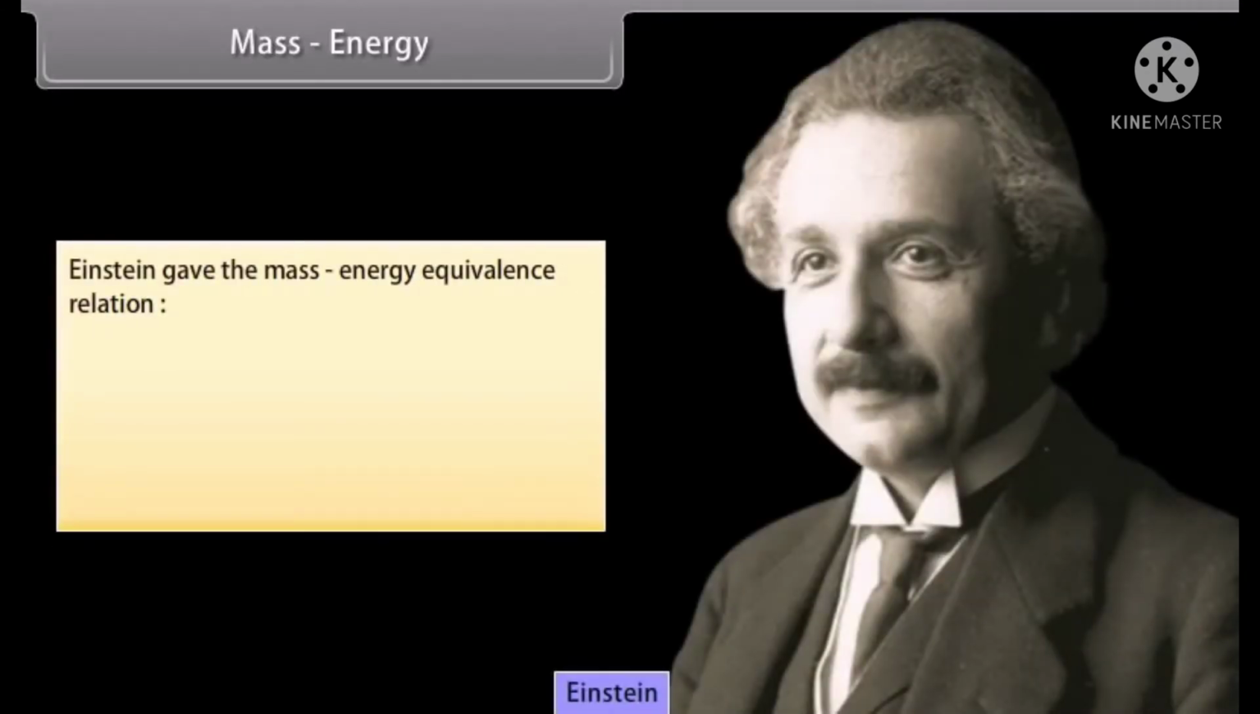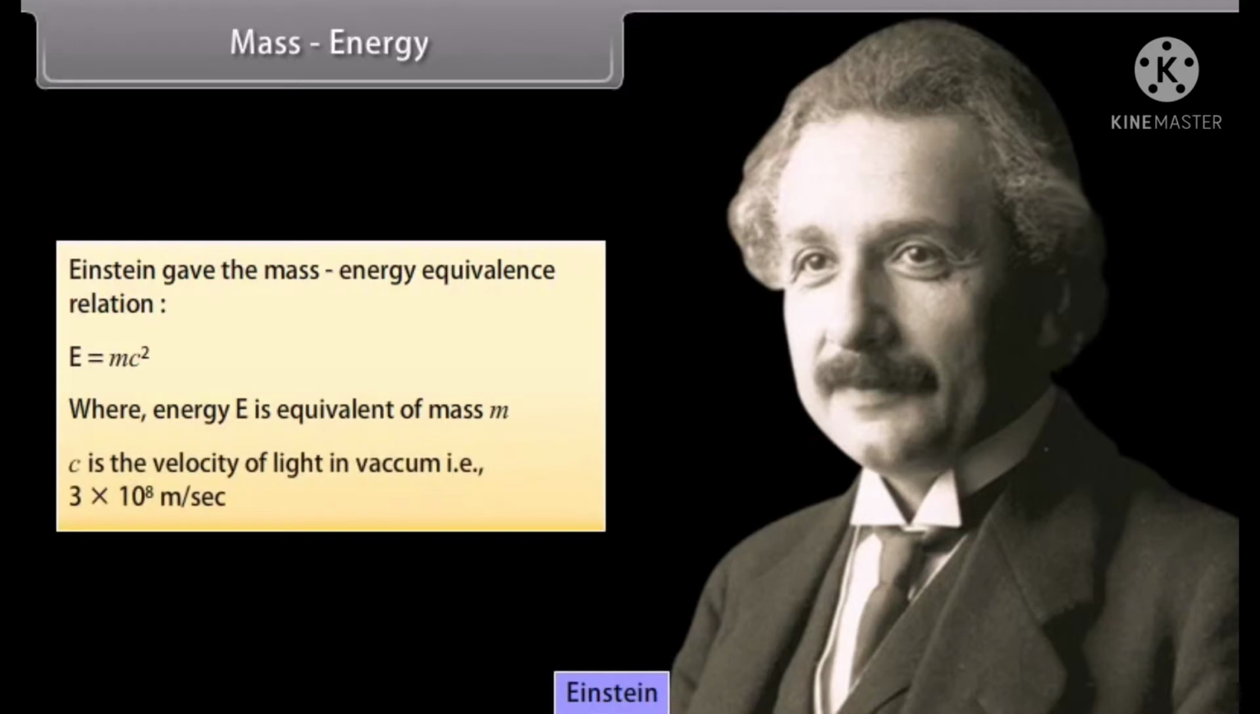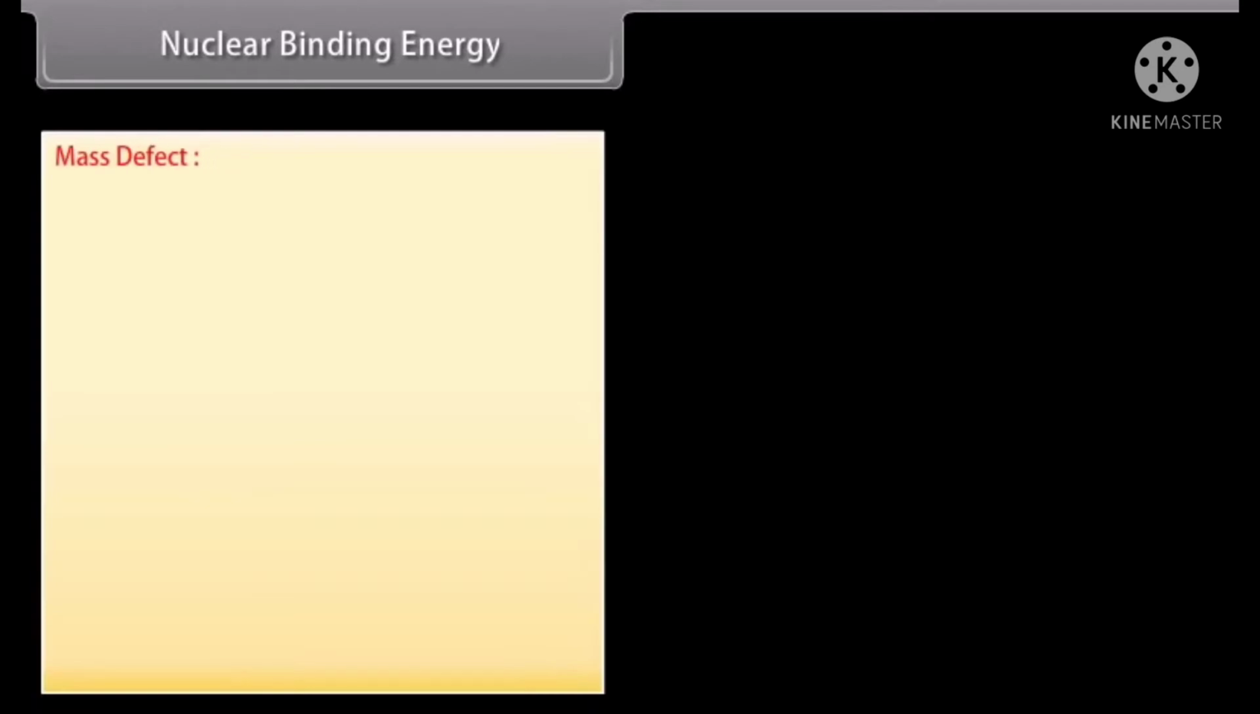Mass energy. Einstein gave the mass-energy equivalence relation: E = mc², where energy E is equivalent of mass m, and c is the velocity of light in vacuum, that is 3 × 10^8 meters per second. Nuclear binding energy. Mass defect.